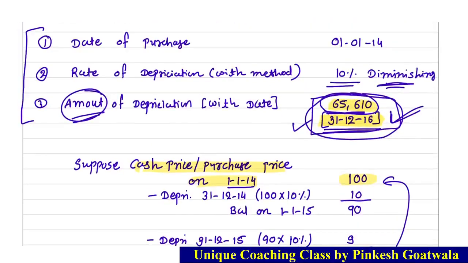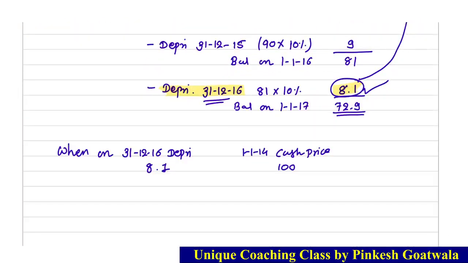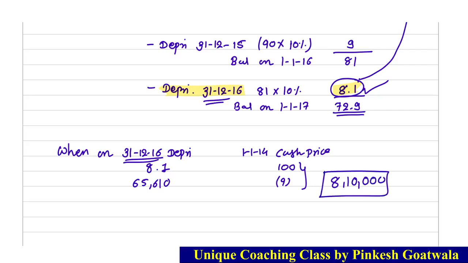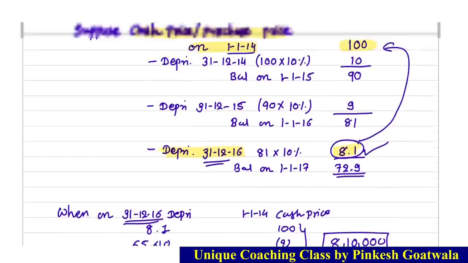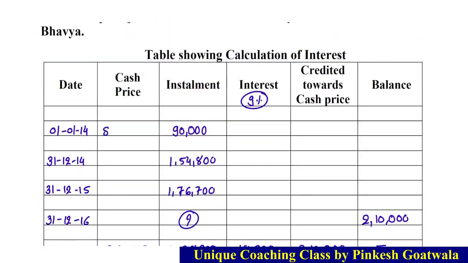So our actual depreciation is 65,610 on 31st December 16. In that case, what will be the cash price? 65,610 into 100 divided by 8.1. So you will get 8,10,000. That is the amount of the cash price. Clear? Just write the cash price here, 8,10,000. Now you can easily complete the sum.